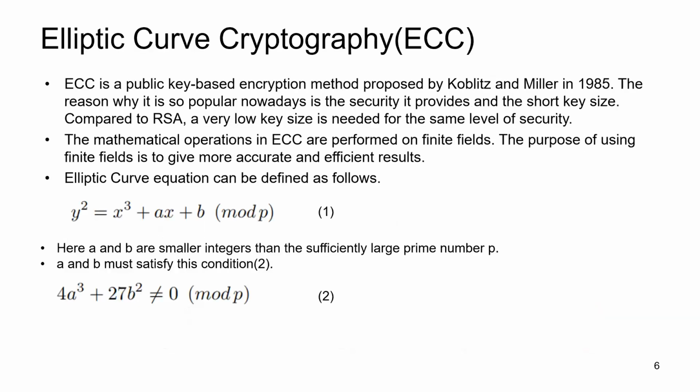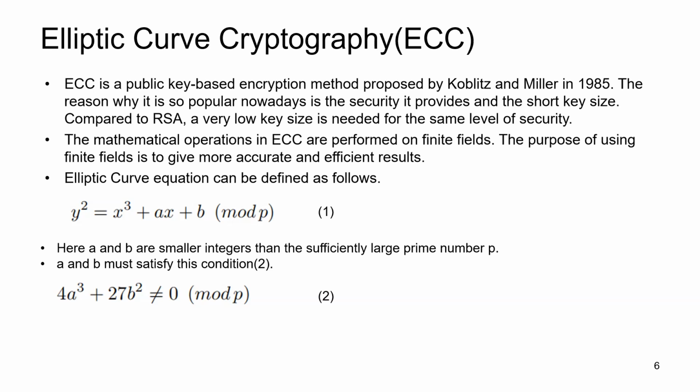What is elliptic curve cryptography? ECC is a public key-based encryption method proposed by Koblitz and Miller in 1985. The reason why it is so popular nowadays is the security it provides and the short key size. Compared to RSA, which is another public key-based encryption, a very low key size is needed for the same level of security. The mathematical operations in ECC are performed on finite fields. The purpose of using finite fields is to give more accurate and efficient results.